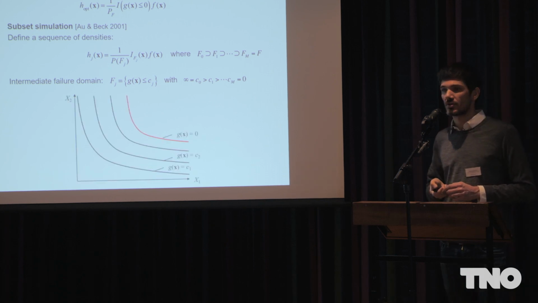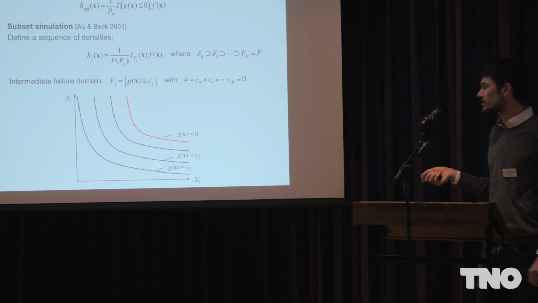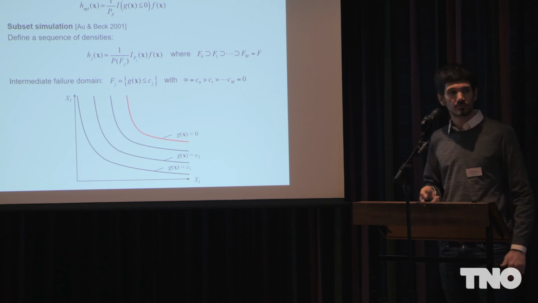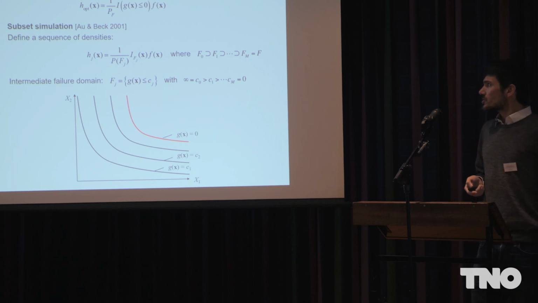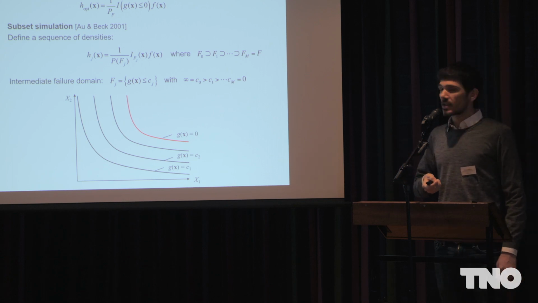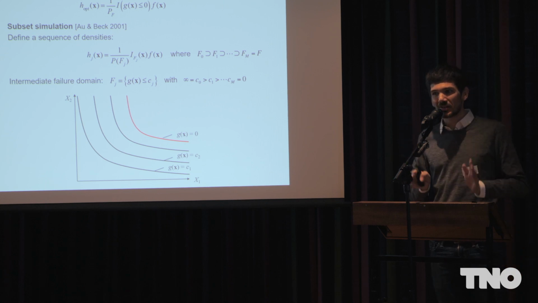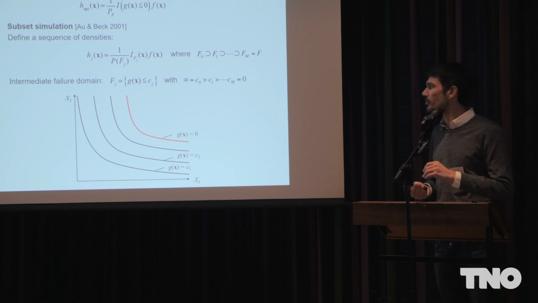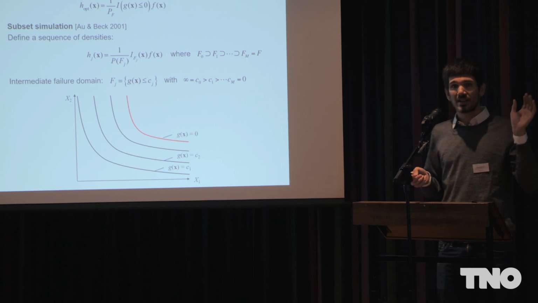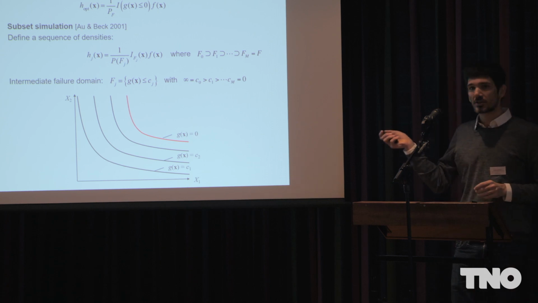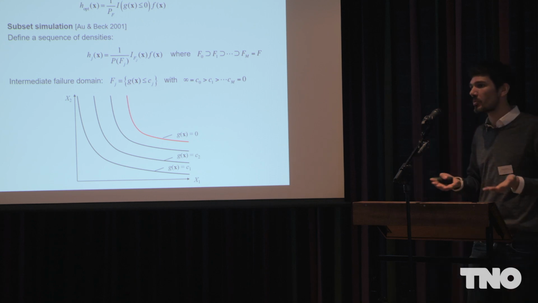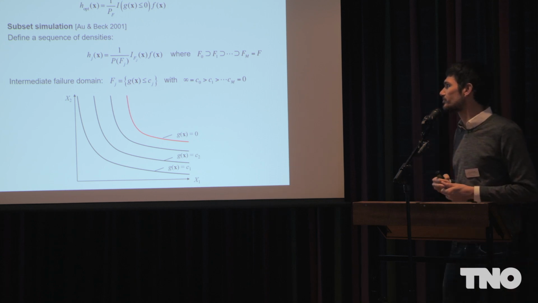This is, for example, how such a nested sequence of failure events might look like. This is the first failure event, and this is the last failure event. Okay? So this particular sequence leads to the subset simulation method. So this is kind of an unconventional way to present the subset simulation method. But actually, if you apply what I have discussed so far with this particular sequence, you end up with exactly the same method, as most of you, I guess, are familiar with.